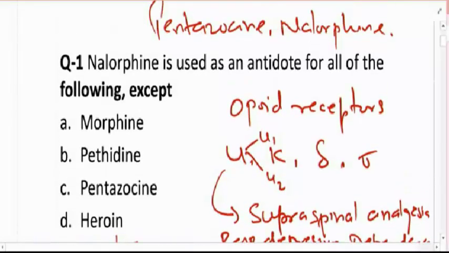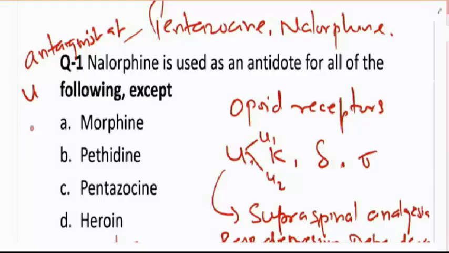So nalorphine is used as an antidote for all the following except: morphine is a pure mu agonist, pethidine again is a pure mu agonist, and heroin is a derivative of morphine. Pentazocine is an agonist at the sigma receptors, but it is an antagonist at the mu receptors. Right? So the answer to question number 1 is pethidine.